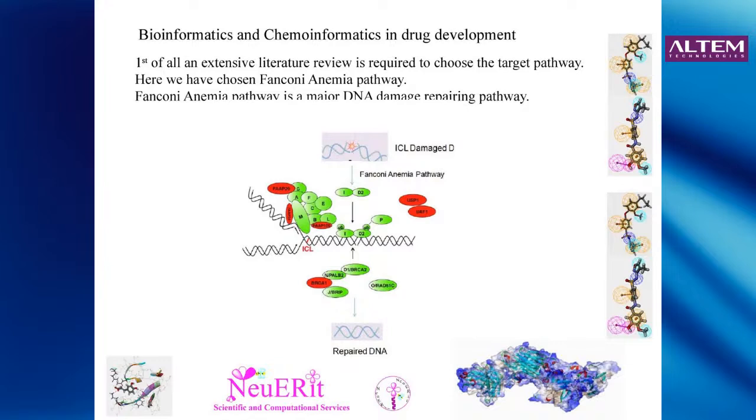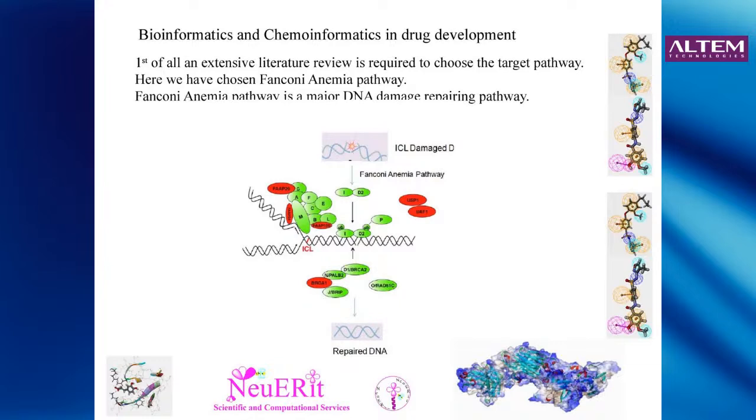So this is the intercrossing damaged DNA. Here is the structure, and the damaged DNA then undergoes the Fanconi anemia pathway. The Fanconi anemia pathway is complicated, and 22 genes are involved in this pathway. Once the DNA goes through this pathway, after that it gets repaired. So this repairing process is very complicated.